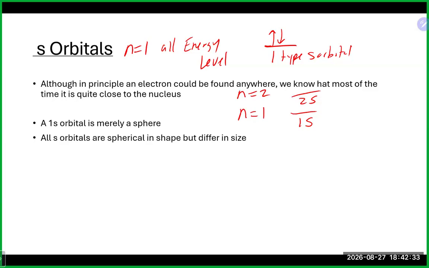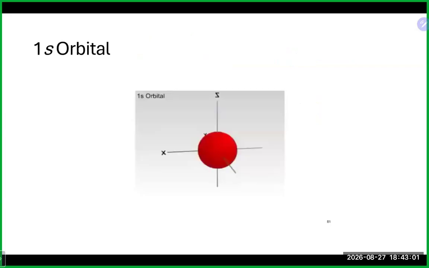S orbitals are basically spherical. They're kind of circles, if you will, probability maps in a circle sort of situation. They basically are the same shape, but they do get bigger as you go from one energy level to the next to accommodate all the electrons coming in there. And it will continue to increase as the principal quantum number increases. So the only orbitals we find on the first energy level are s orbitals, and this is what an s orbital looks like. An s orbital has a spherical shape with the nucleus at the center.